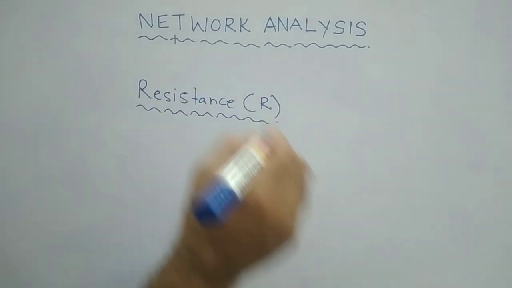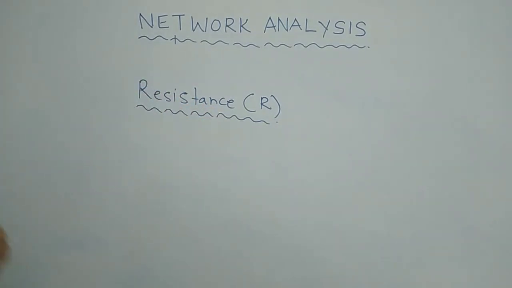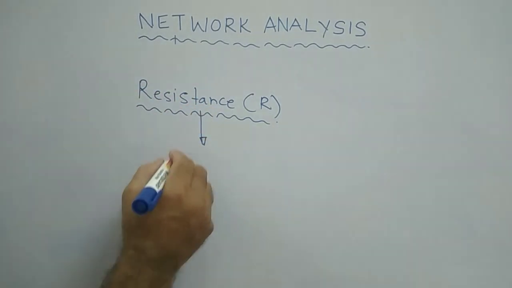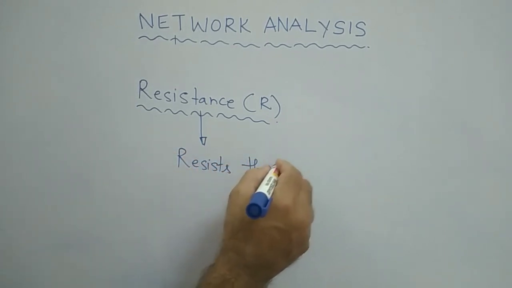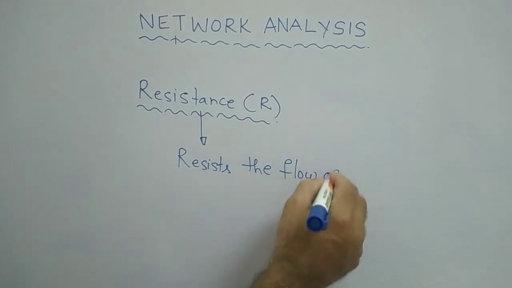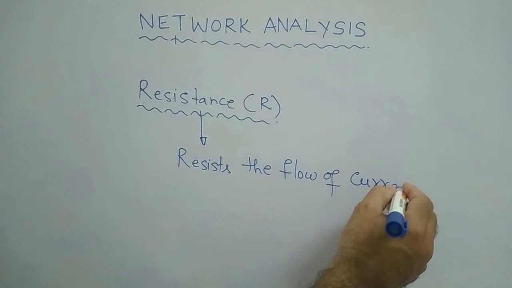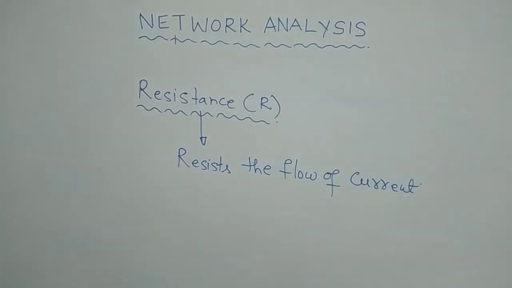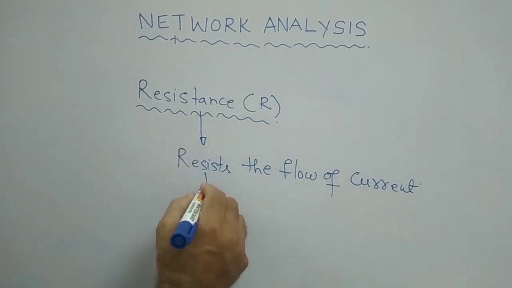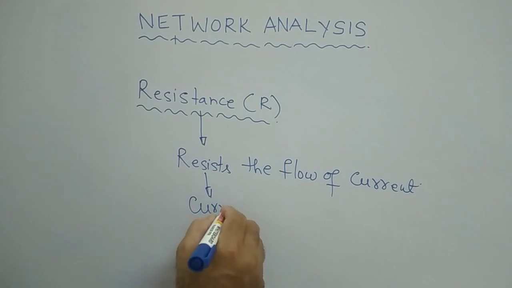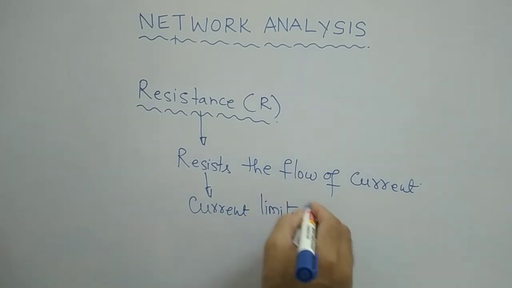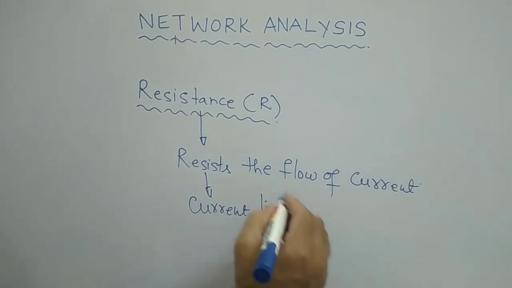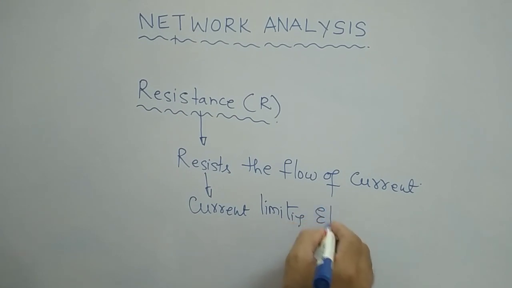What is the resistance? Resistance, as the name itself implies, is that it resists the flow of current. That is what it opposes basically, or sometimes this is also called as current limiting resistor, or otherwise this is also called as current limiting element. It limits the current actually.